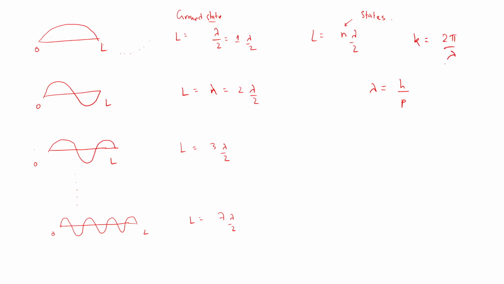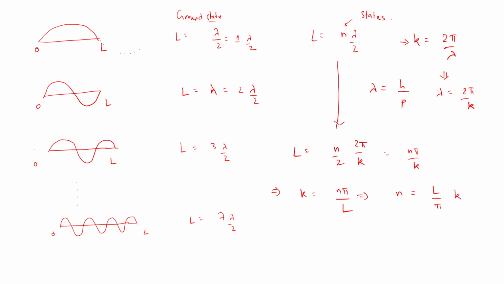So from here you get lambda equals 2 pi over k. Then with L equal to n lambda over 2 and lambda equal to 2 pi over k, the 2 cancels, so you get k as n pi over L. Or alternatively, n is equal to L over pi times k.